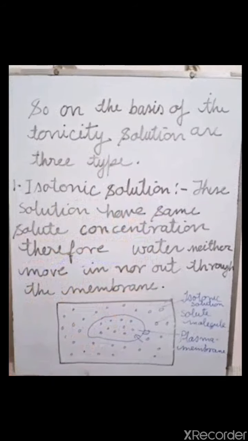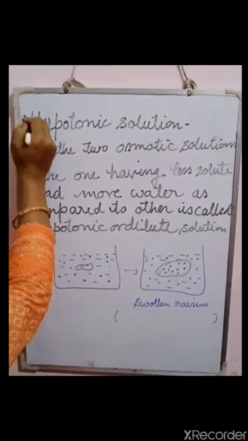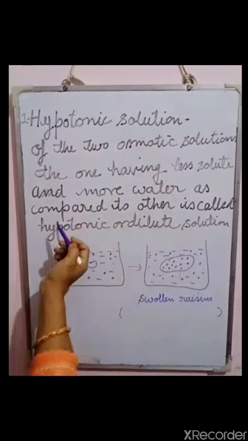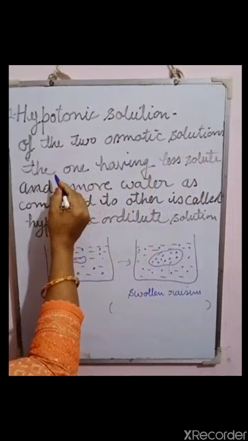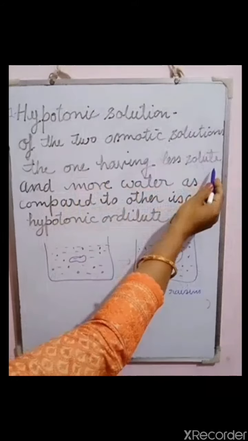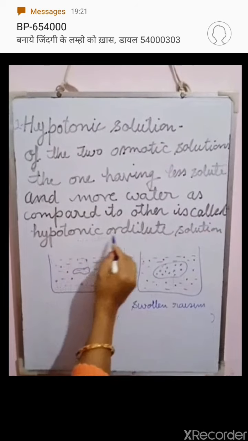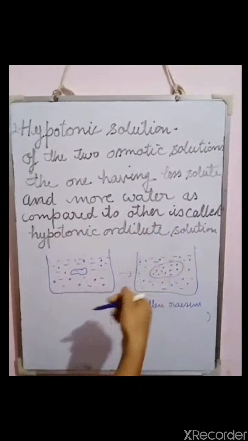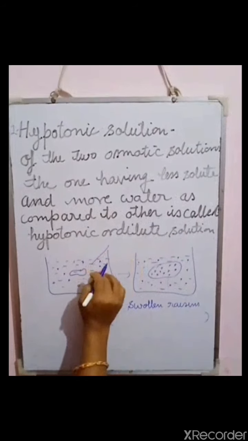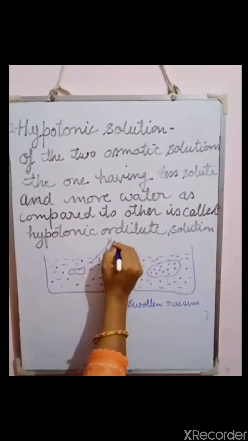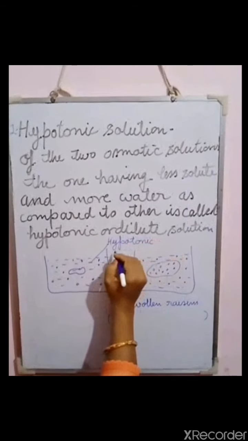Then come to the next topic, hypotonic solution. Second is the hypotonic solution. Of the two osmotic solutions, the one having less solute and more water as compared to the other is called hypotonic solution or the dilute solution. It means here there are more water molecules, and this is the hypotonic solution.